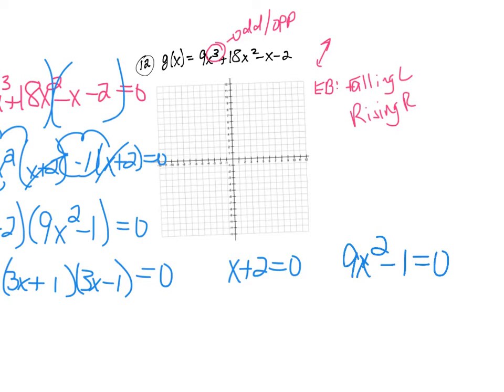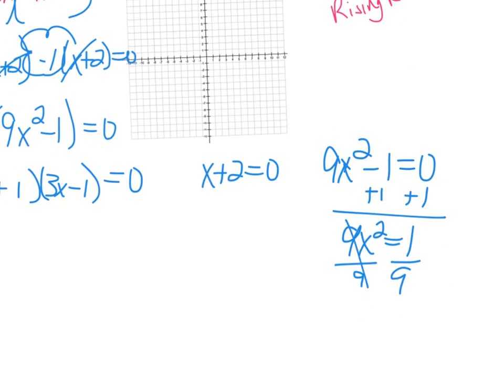How would I solve 9x squared minus 1 equals 0? Move the 1 over. 9x squared equals 1. Divide by 9. x squared equals 1/9. And then what? Just square root it. Take the square root. Can you have this? Yeah, you can. What's the square root of 1? Square root of 1 over 3. What's the square root of 1?